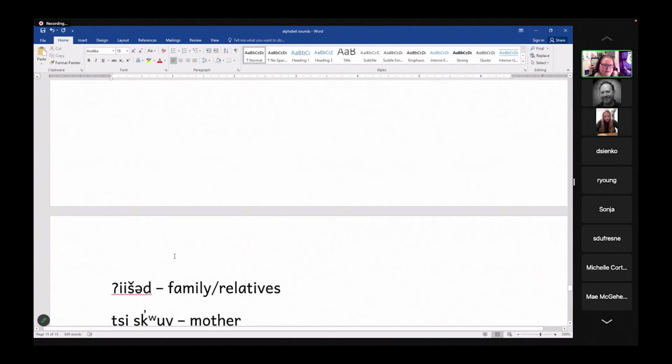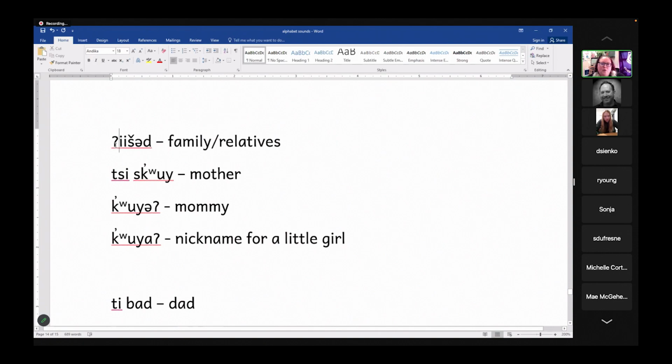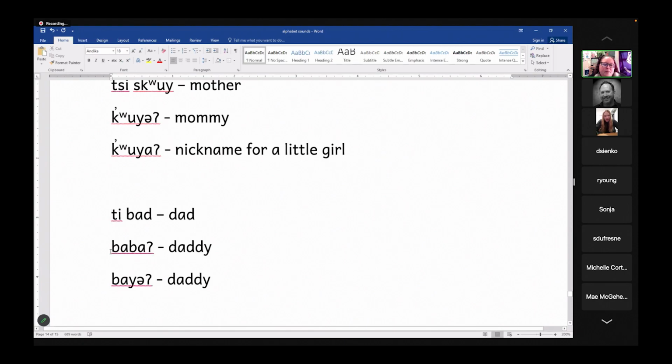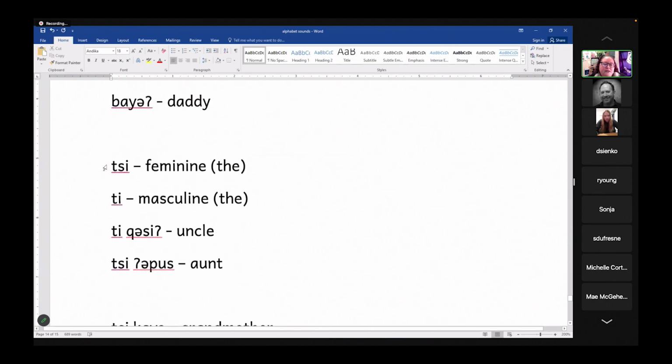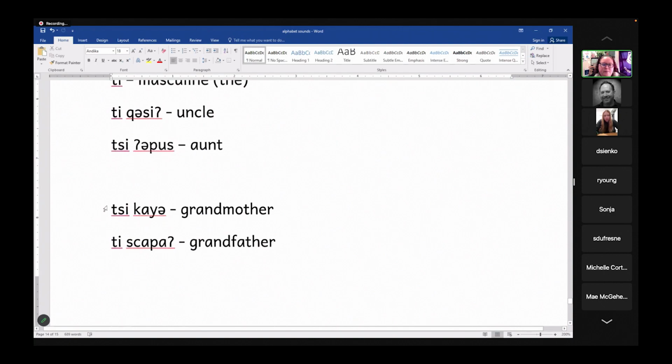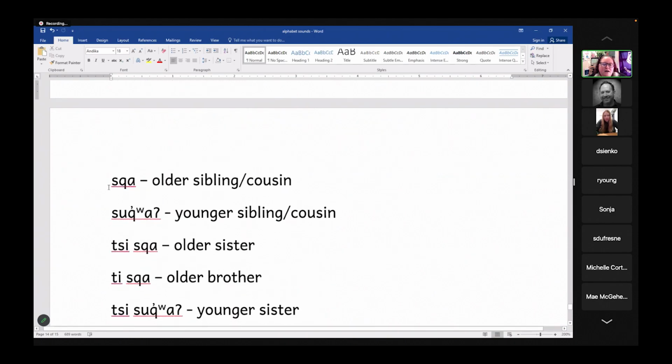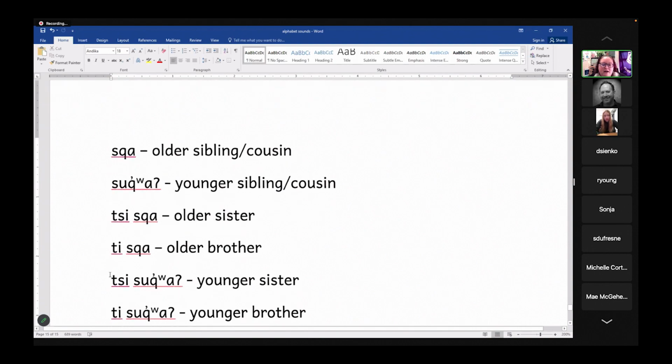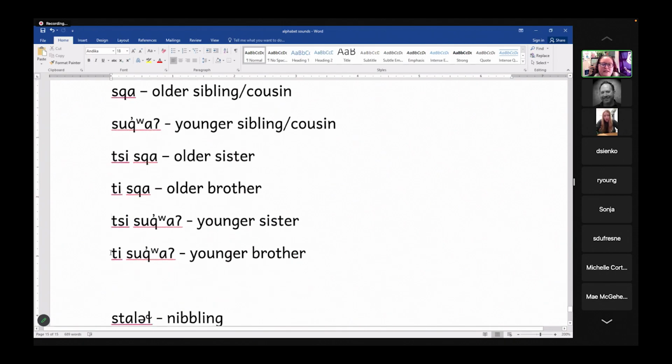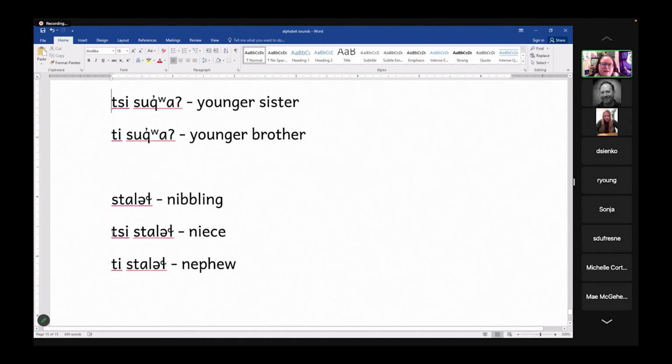So let's go to the beginning and practice. E should or A should. C skoy. Koya. T bod. Baba. Baya. C. T. C. Apus. C. Kaya. T. Sapa. Ska. Sokwa. C. Spa. T. Spa. C. Sokwa. T. Sokwa. Stalash. C. Stalash. T. Stalash.